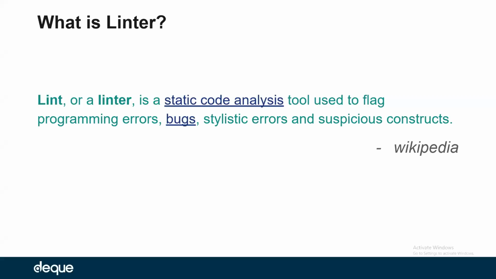Many of you may already be using a different kind of linter, like PyLint, or ESLint, or other products. So what is a linter? A lint or a linter is a static code analysis tool used to flag programming errors, bugs, stylistic errors, and suspicious constructs. That's what Wikipedia says.